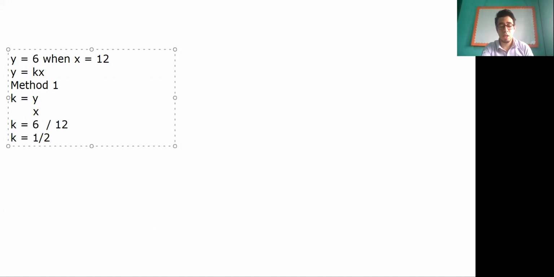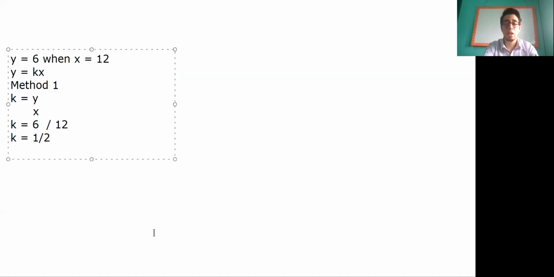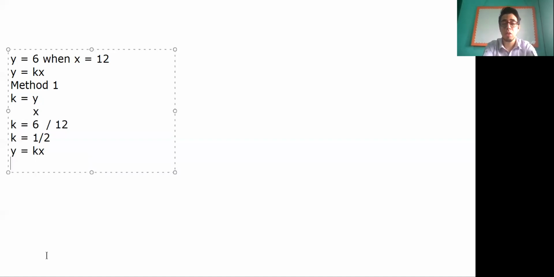And then you have that the equation is, what is the equation, guys? You have y equal k multiplied by x. This is the form of the equation. Then you already have the value of k. You need the value of k to replace it in the formula, but you already know that it is 1/2. So you write y equal 1/2 x.